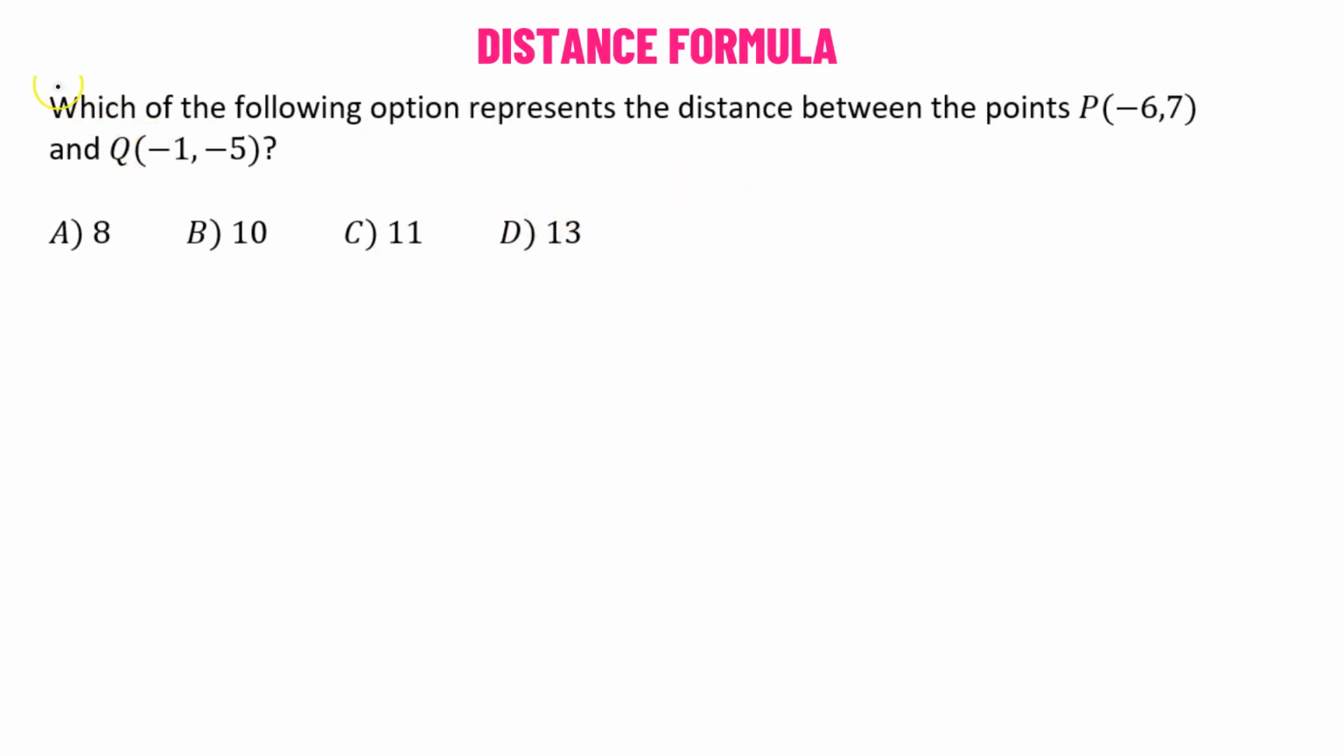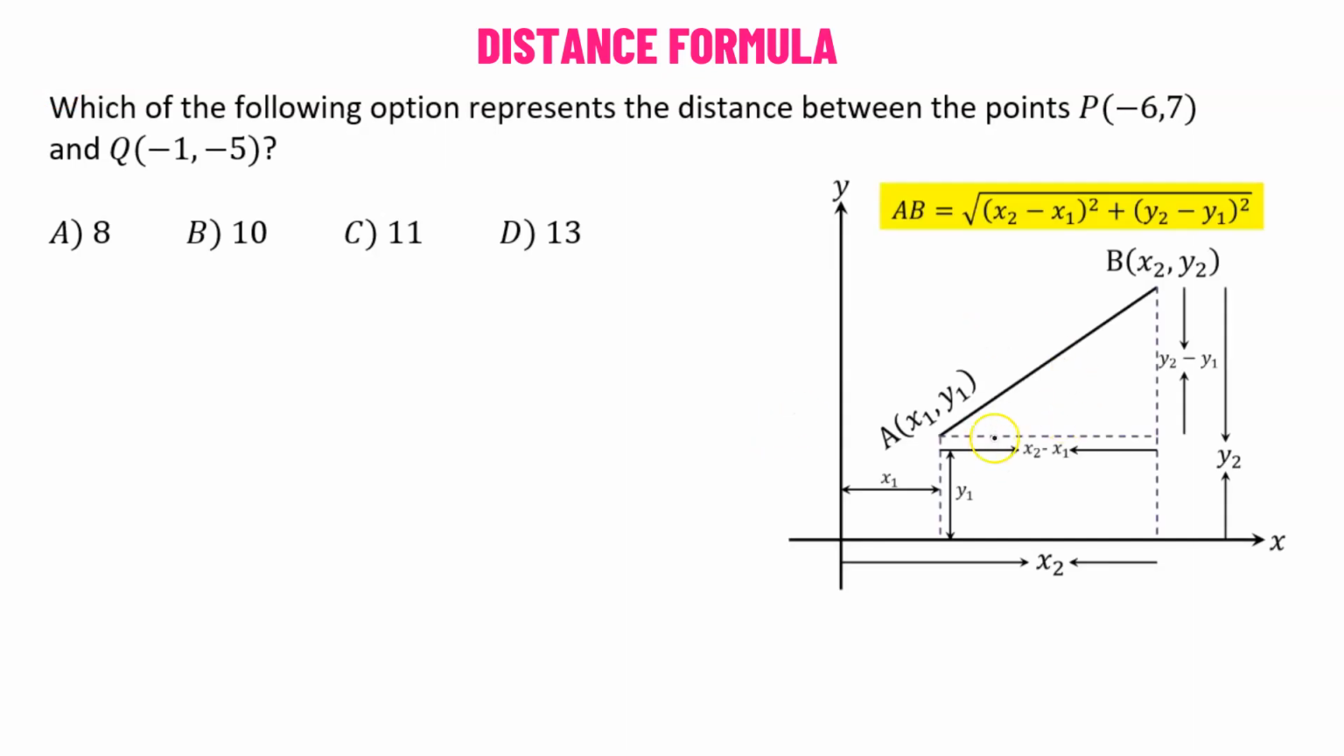So let's state the distance formula first. Here we have 2 points, point A and point B, joined by a straight line. Point A has the coordinate x1, y1. That means the x coordinate is x1 and the y coordinate is y1. And similarly, we have point B with two coordinates x2 and y2. x2 is the x coordinate and y2 is the y coordinate.